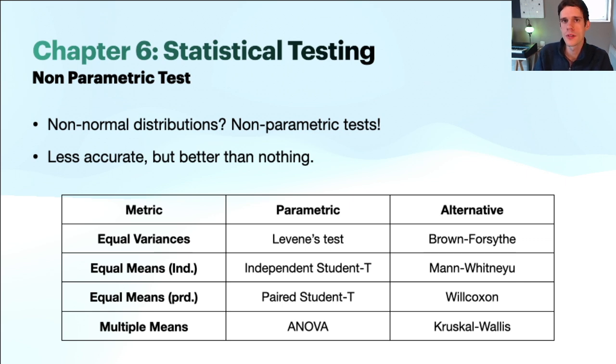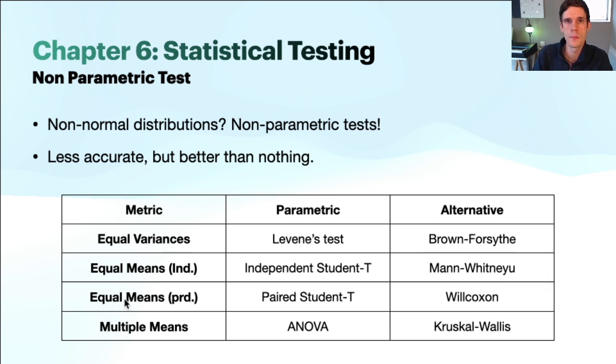Now there are some difficult names, so my apologies for any mispronunciations. If you want to test for equal variances, then in the parametric case, meaning the Shapiro-Wilk test succeeded, you had the Levene's test, and the alternative non-parametric test is the Brown-Forsythe test. If you want to test for equal means between two populations that are independent, then you have the independent student t-test, and the alternative is the Mann-Whitney U test.